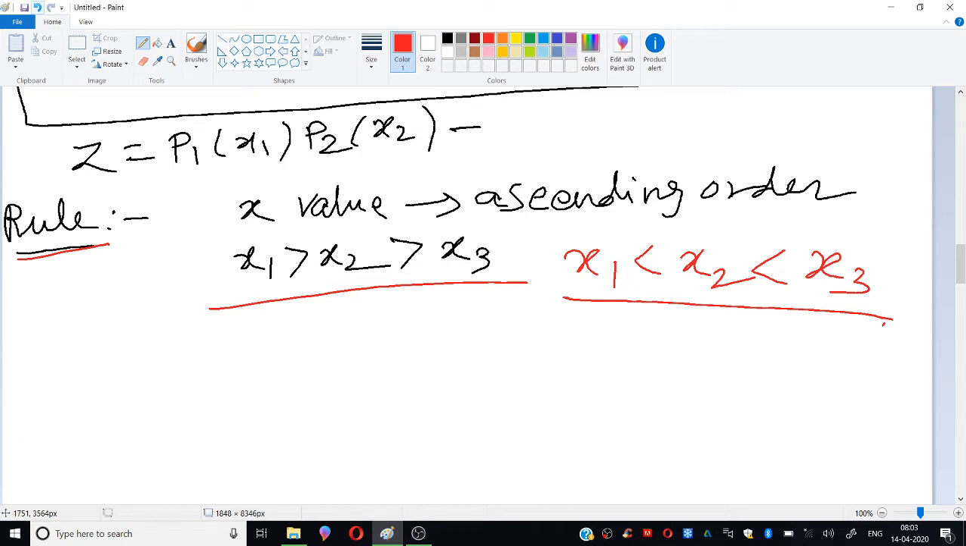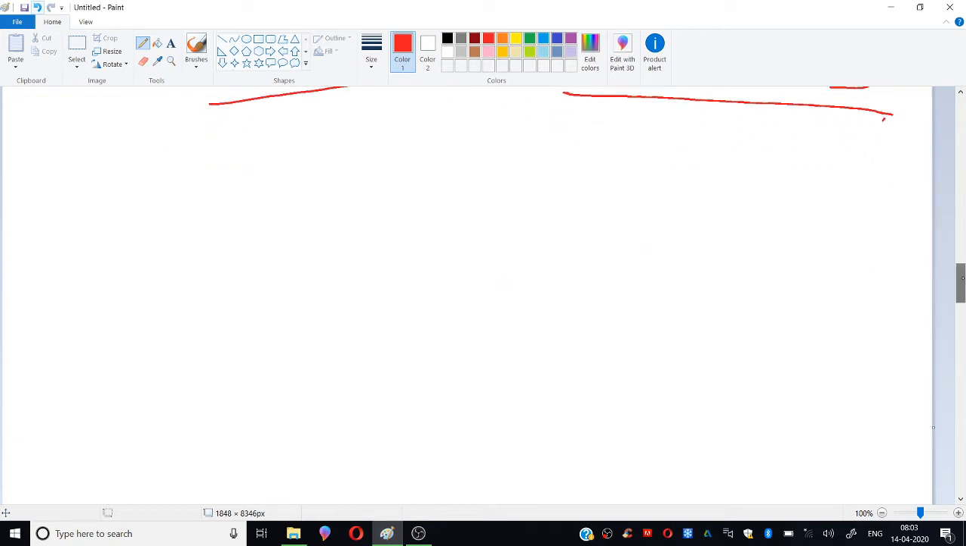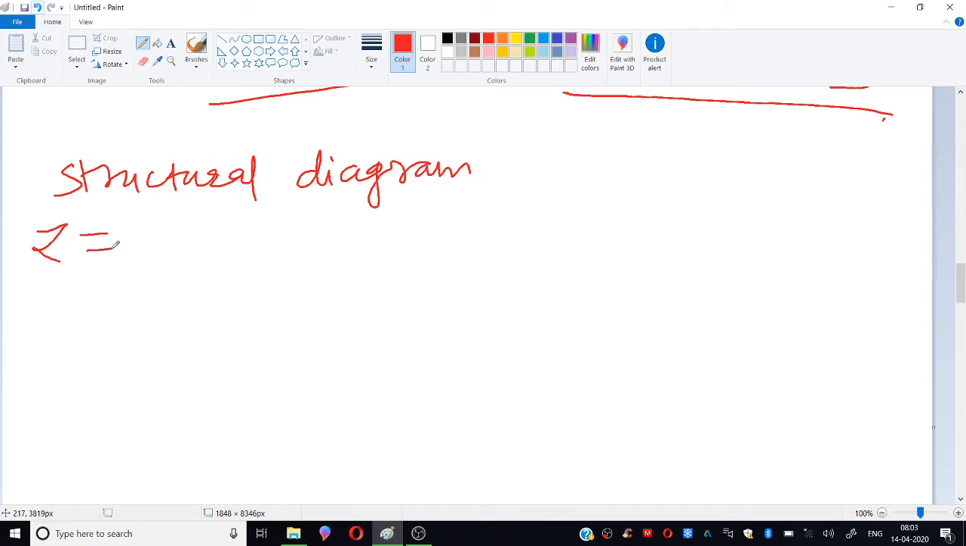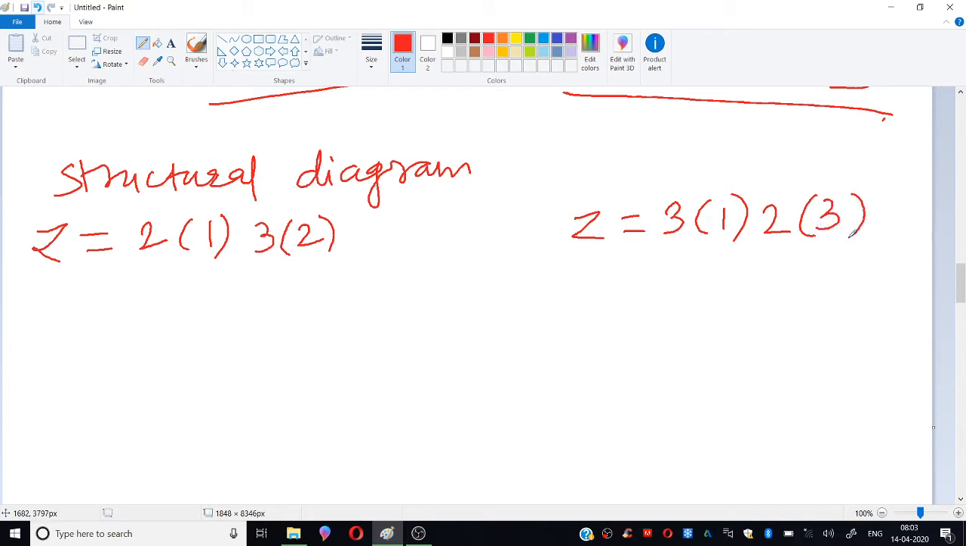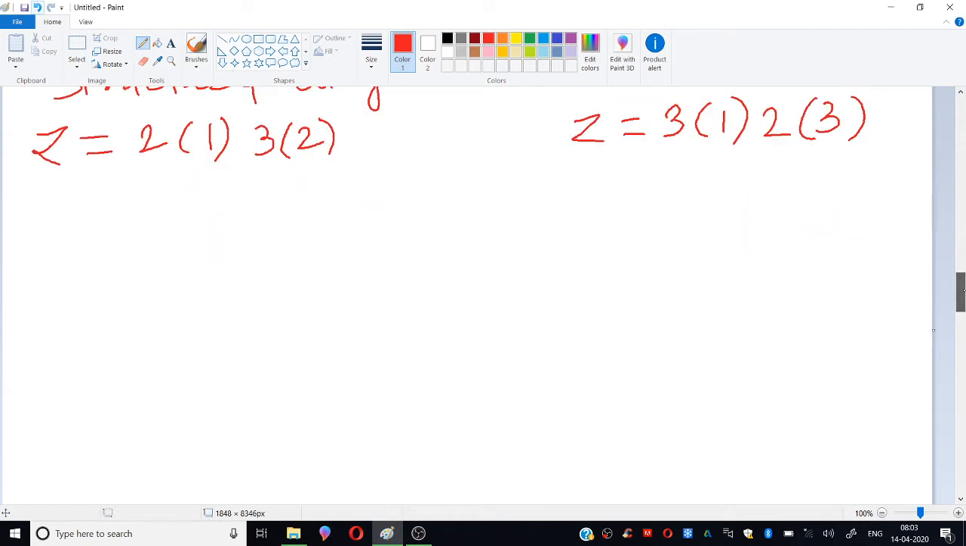Next, we will check how we can go with the next procedure, that is the structural diagram. So in this video we are going to see how we can draw a structural diagram. Now we have two formulas: number one, z is equal to 2 in bracket 1 and 3 in bracket 2, and one more formula that we got, z is equal to 3 in bracket 1 and 2 in bracket 3. These are the most suitable formulas as per our calculation. So how can we draw the structural diagram for these formulas?